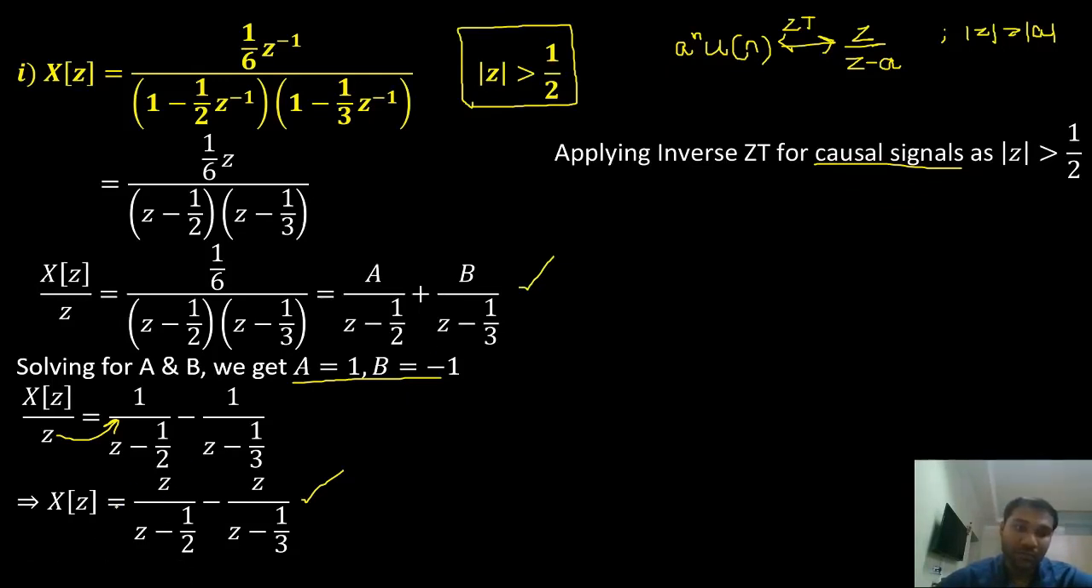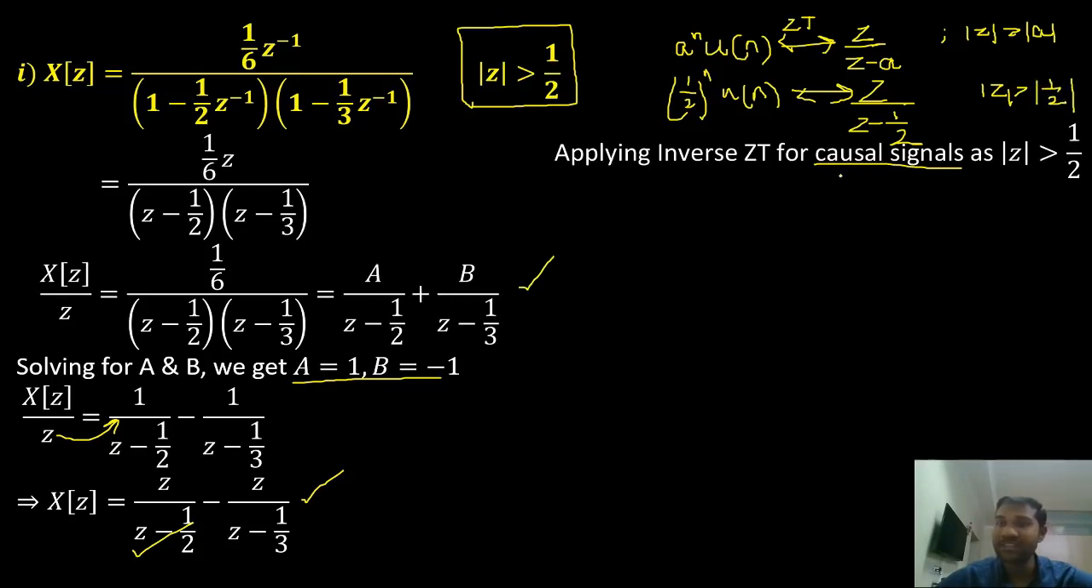So from this term, for the first term, what can we write? If I substitute a equals 1 by 2, I have 1 by 2 whole power n into u of n with a z transform z by z minus 1 by 2. That is nothing but this first term, right? And its corresponding ROC is mod z greater than mod 1 by 2.